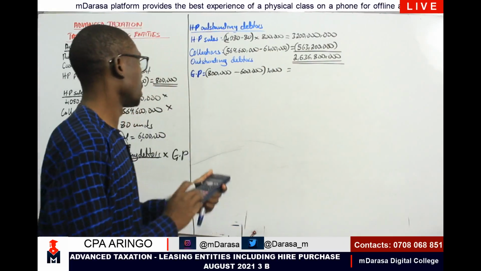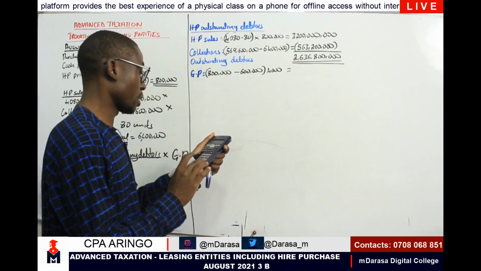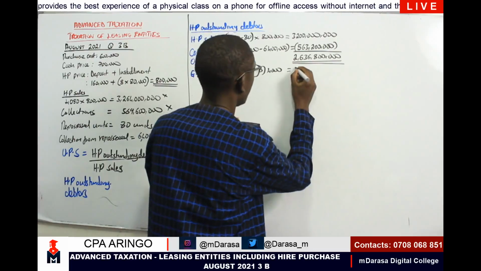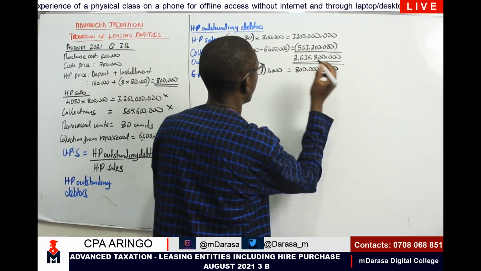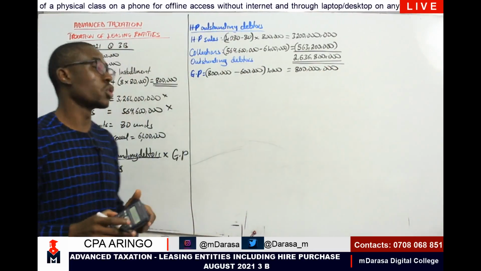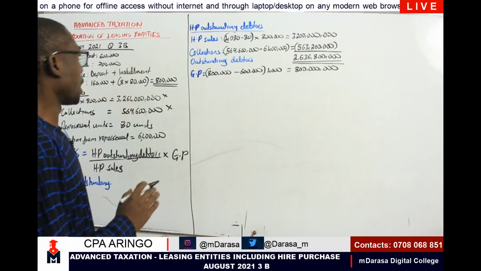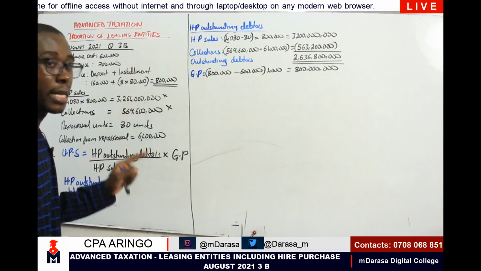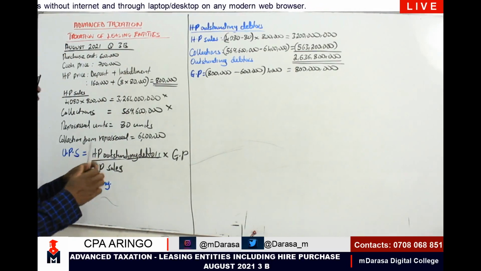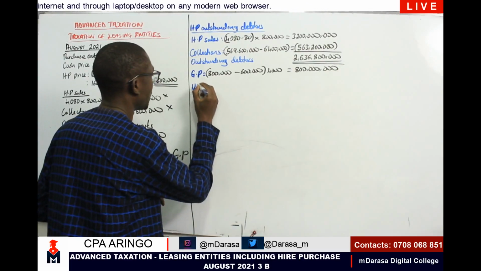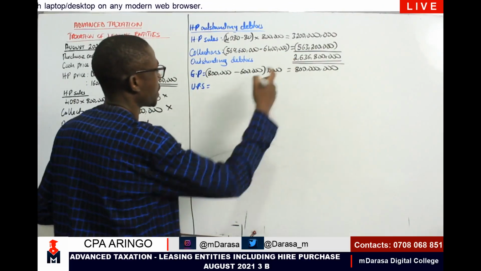So that should give us our gross profit, which is a figure of how much? 200,000 times 4,000 gives me a figure of 800 million. We should be talking of 800 million being our gross profit. So up to that point, we can confidently determine our UPS, the unrealized profit on our sales.